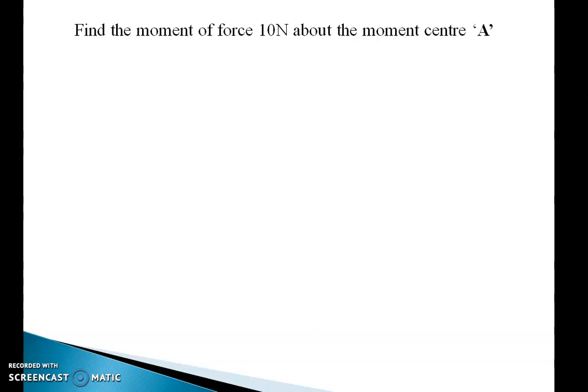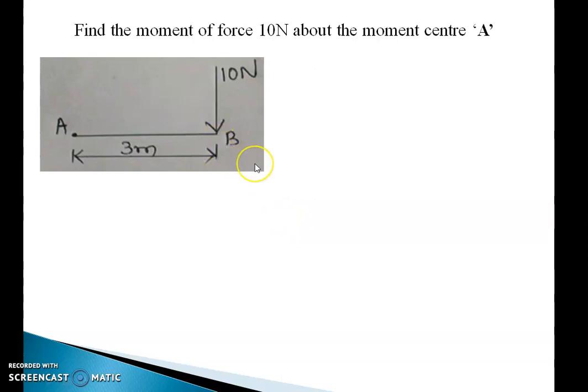Find the moment of force 10 Newton about the moment center A, and the corresponding figure is here. A is my moment center. The question is to find the moment of this 10 Newton force, acting at the point B, about the moment center A. A and B are separated by a distance of 3 meter, and 10 Newton is a purely vertical force acting at point B.